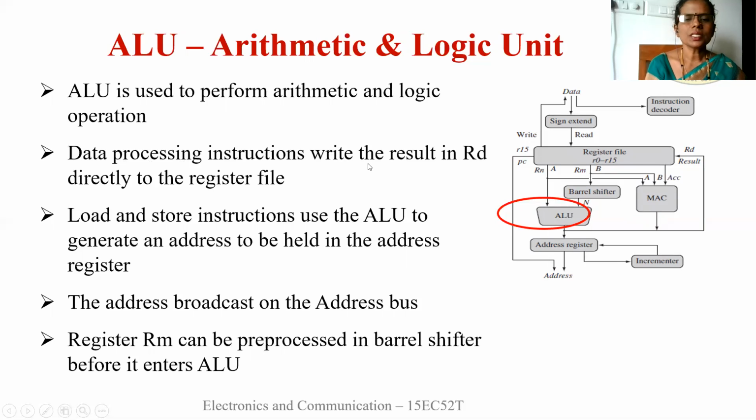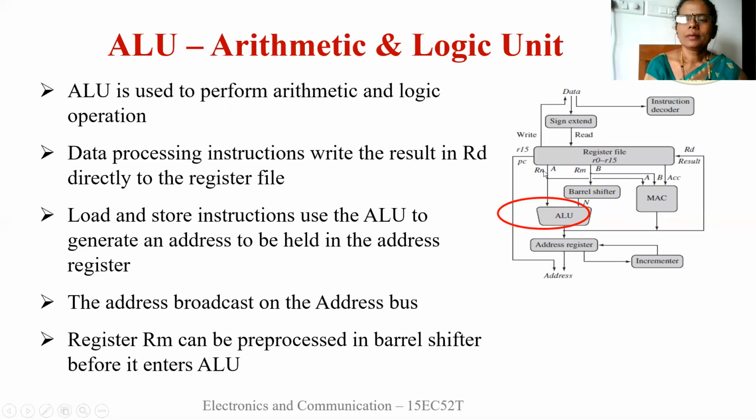Data processing instructions write the result into Rd directly to the register file. After the multiplication or addition or AND, or after the operation is performed, the result is available in the ALU. This result is given to Rd, which is stored in a register file. The address is broadcast on the address bus, and register Rm can be pre-processed in the parallel shifter before entering into the ALU. This point is very important.